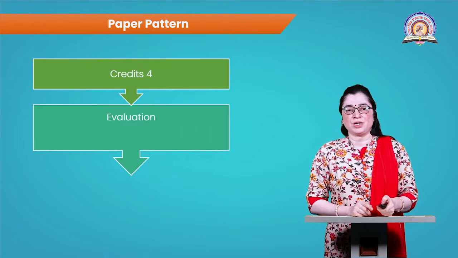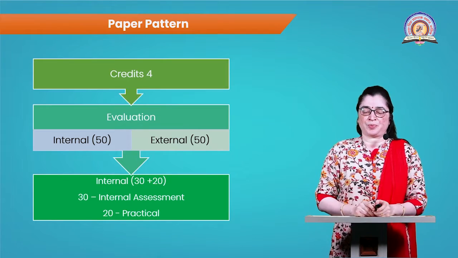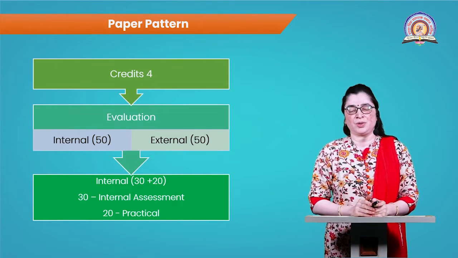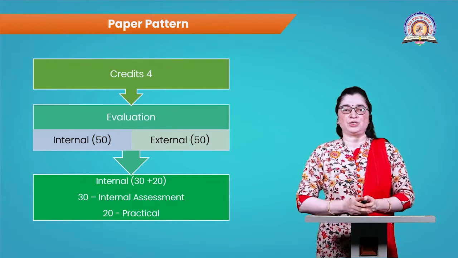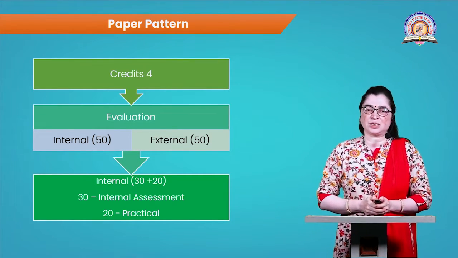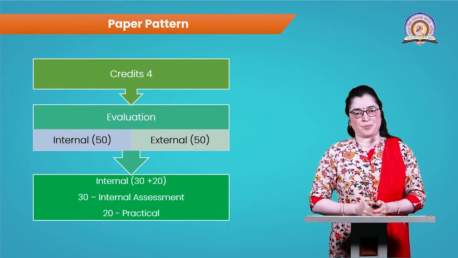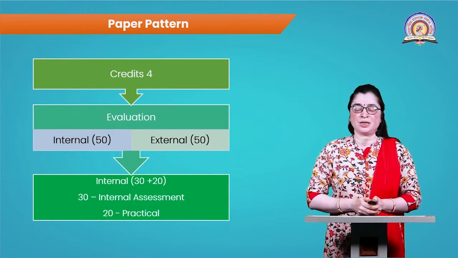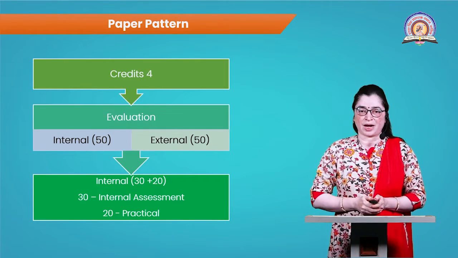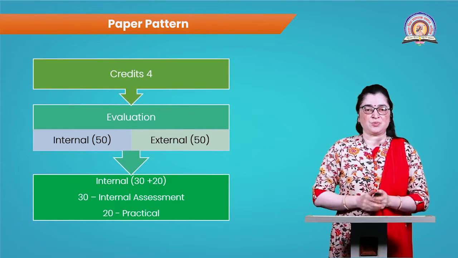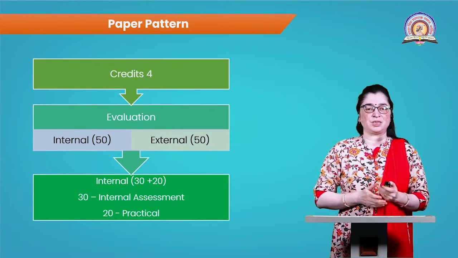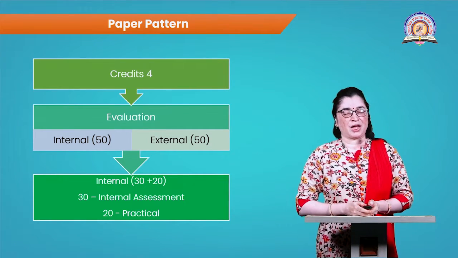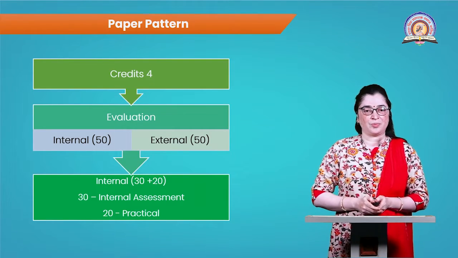This subject carries 4 credits, which are divided into internal and external patterns. Internal evaluation carries 50 marks and external evaluation will be of 50 marks. The internal evaluation is again bifurcated into internal assessment and 20 marks for the practical exam. Under internal assessment, you have to give certain assignments, group discussions, or an internal exam will be conducted. And for 20 marks, you have to do one practical.